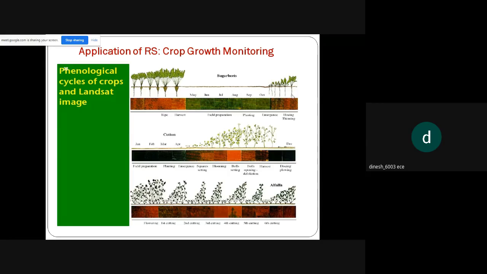So this is for cotton. I am saying this during the cotton. Cotton will be sowed during March, April, and it will be harvested during October, November. And so okay. This is how the fields will appear by the Landsat image. So how it will look like this. The agriculture field will look like this.